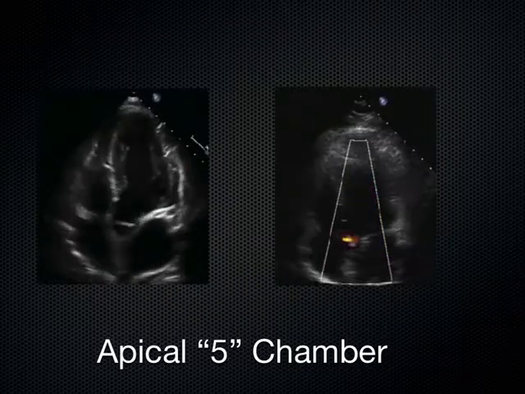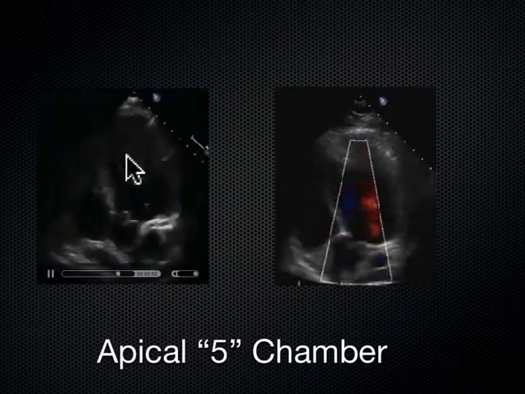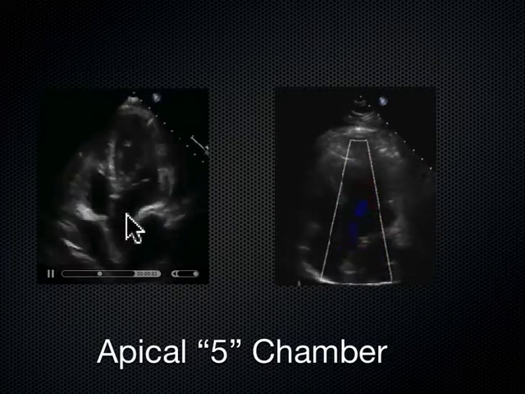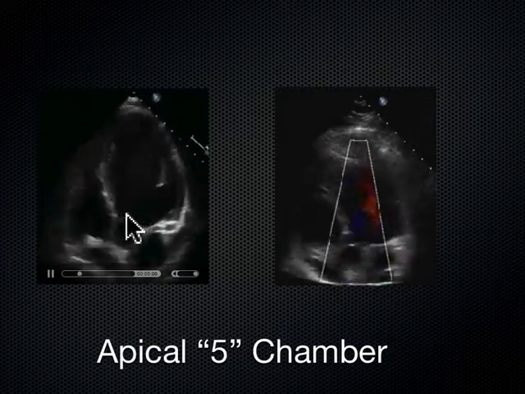This is what it looks like when we have it really nice. Apical 5th chamber. There's the aortic valve right there. See that? Where my arrow is? I'll get it out of the way.